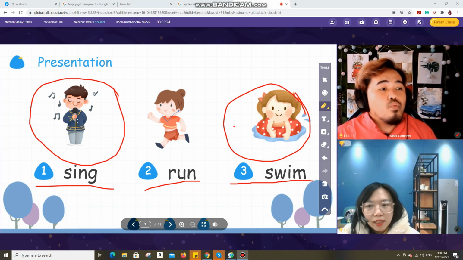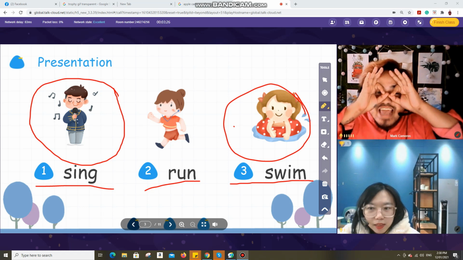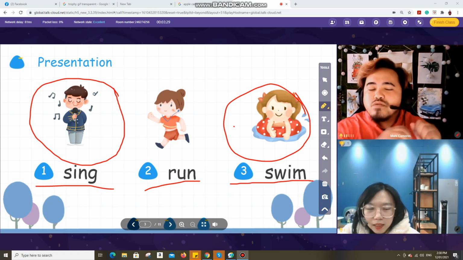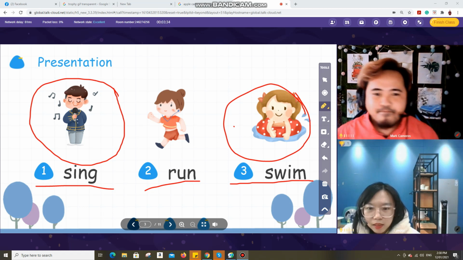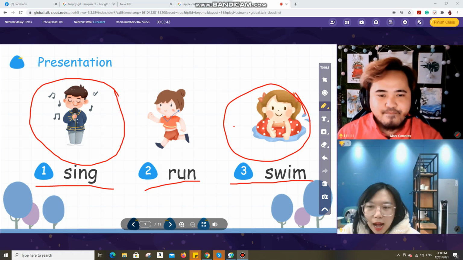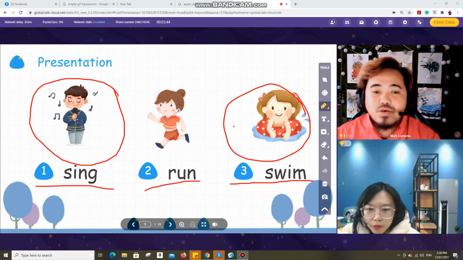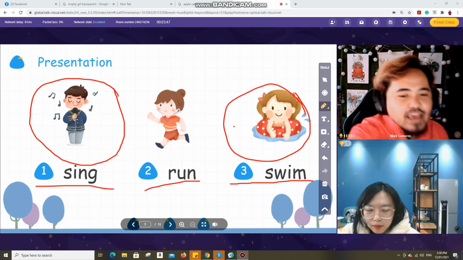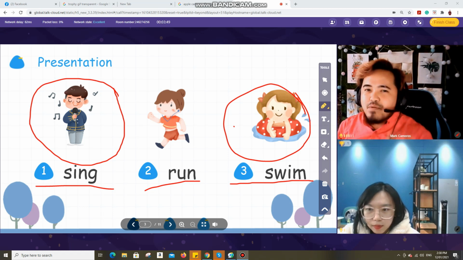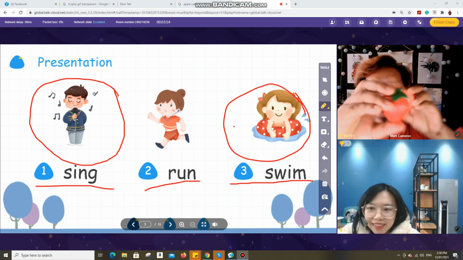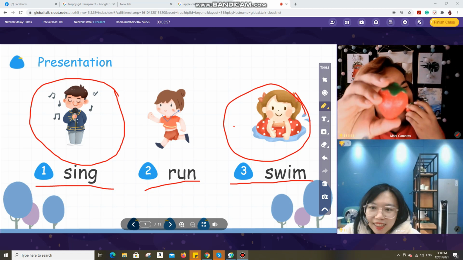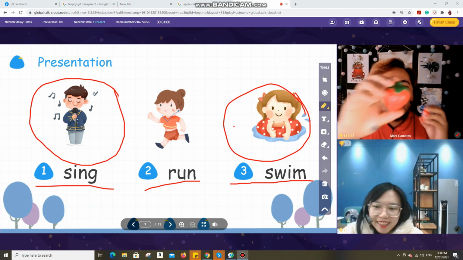Pardon? Which one do you like? Do you like to sing, do you like to run or you like to swim? I like to swim. Oh, let's say I like to swim. I like to swim. Very good. Okay, now since you like swimming, I will give you a strawberry. Here's your strawberry. One for you and one for me. Om nom nom. Let's eat the strawberry. Om nom nom nom. Yay.